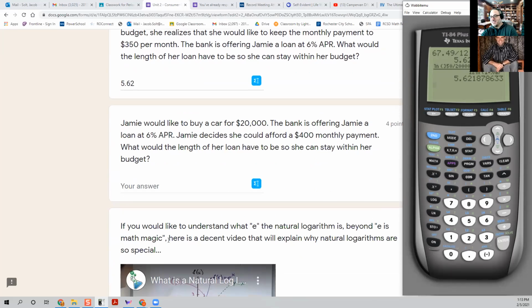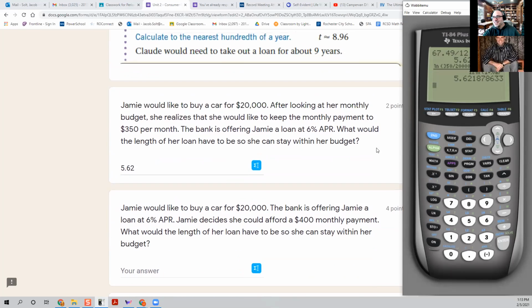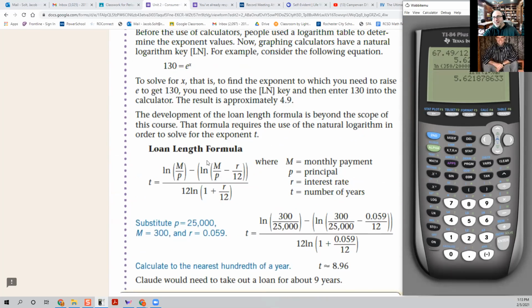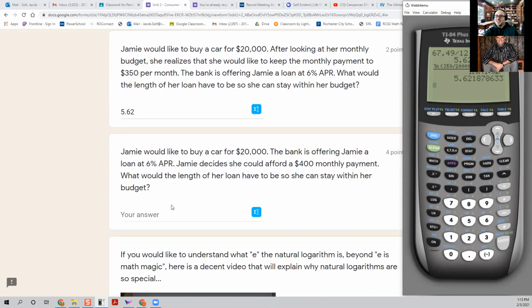Okay, so here's the deal. There's one more question for you to solve. If you want to challenge yourself, by all means, use the loan length formula. Use natural logarithms to solve for an exponent. Do the impressive thing. If you don't want to do it that way, go into finance, go to the TVM solver, and solve this thing. The difference is a $400 monthly payment here. All you have to do is make that negative 400.